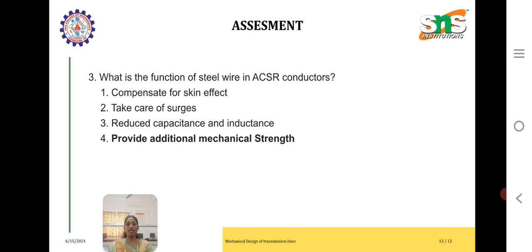In this video, we have discussed the types of materials, aluminum and steel, the properties of steel, and the requirements for line supports, with some assignments.